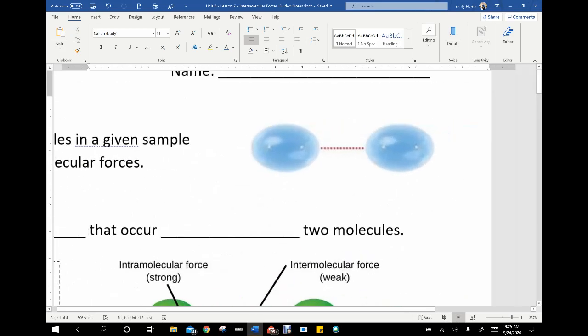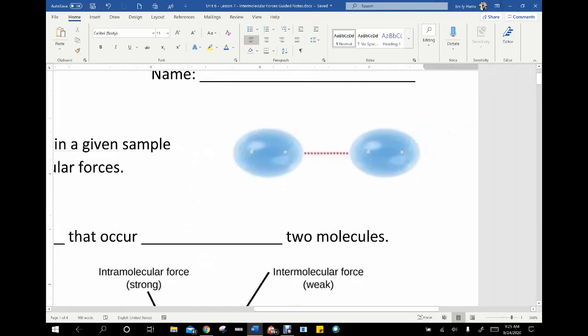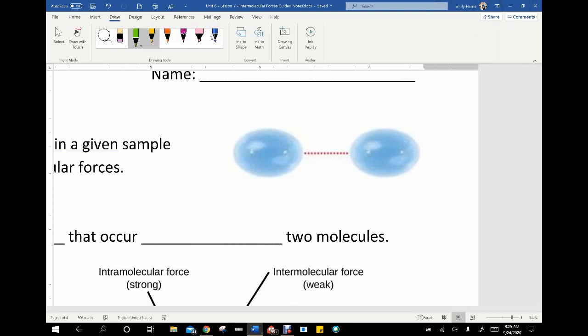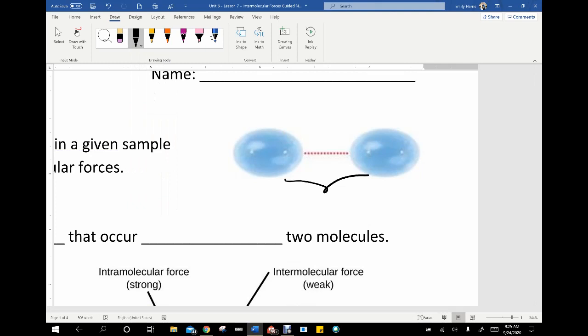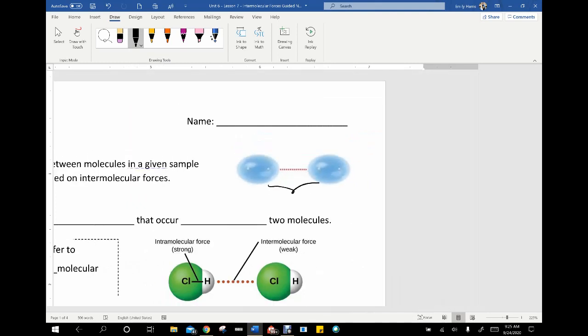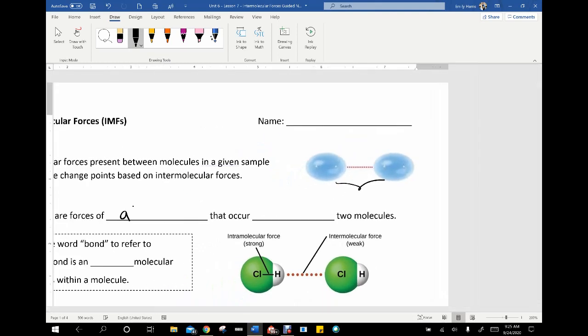Now, on day 2, in our atoms, molecules, and particles lesson, this topic of intermolecular forces came up as we were differentiating between separating molecules and separating atoms that were bonded within the molecular structure. So what we're going to be talking about today with intermolecular forces is the force of attraction that occurs between two molecules.